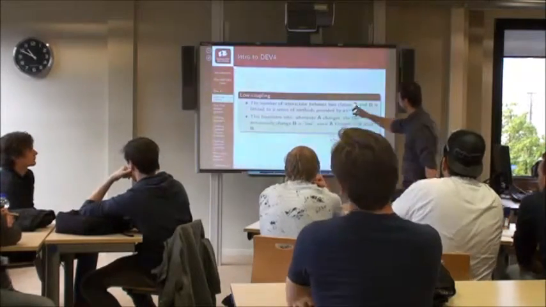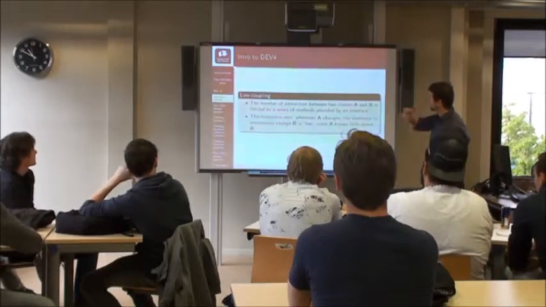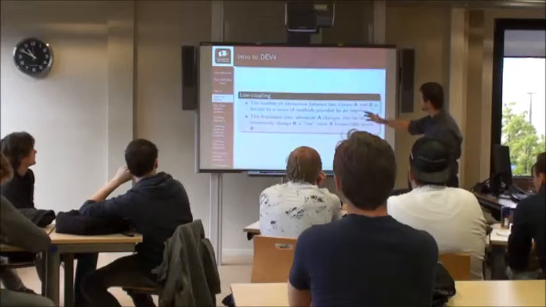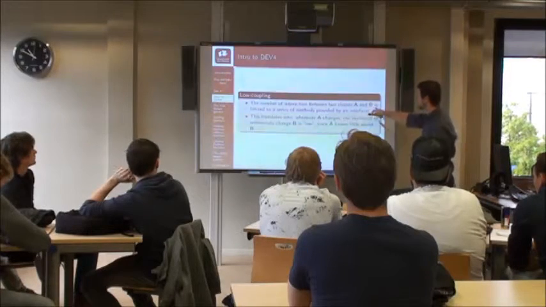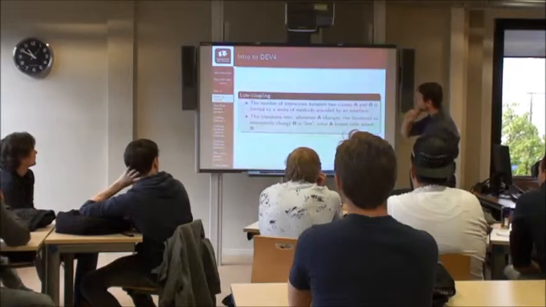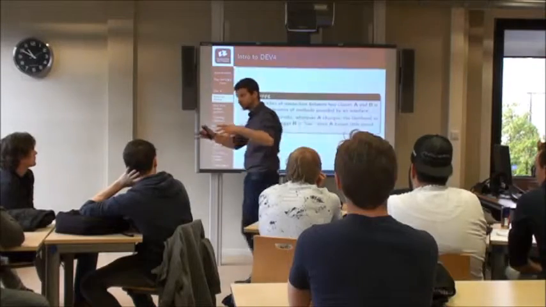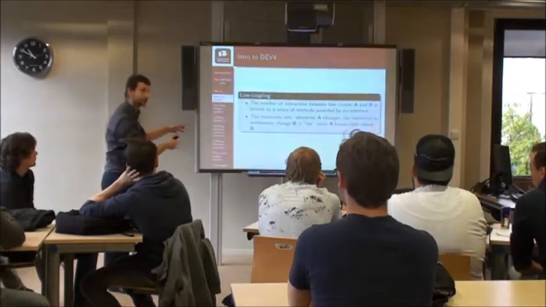So, what we're going to try to achieve is that the number of interactions between two classes A and B is limited to a series of methods provided by an interface. So we try to put an intermediary, which is an interface that mediates the interactions.